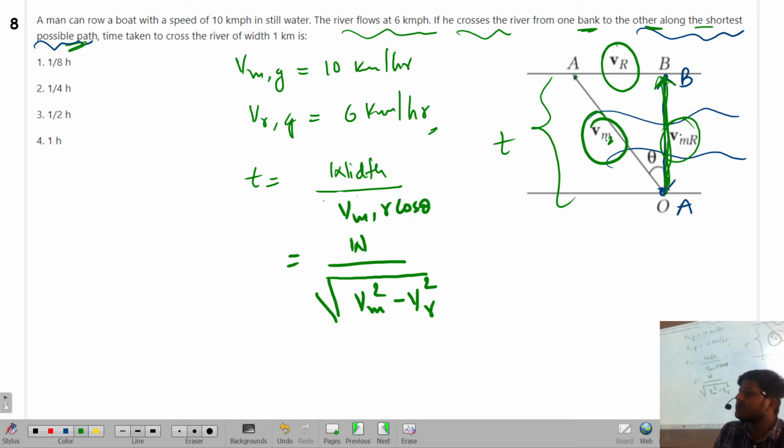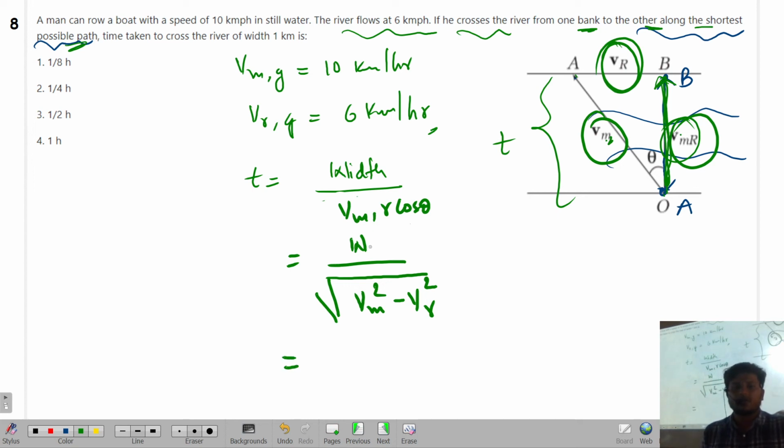Got it or not? You might have seen the thing for shortest time. This is shortest path. Look over there what is written. You have to go along the shortest possible path, not the shortest possible time. What you have to take? Shortest possible path. For shortest possible time, the equation changes. It becomes x square plus d square divided by, it changes to additive form. But in shortest possible path, it will change to negative form because velocity of man with respect to river will be purely vertical. So therefore, it will be velocity of man square minus velocity of river square. Got it or not?